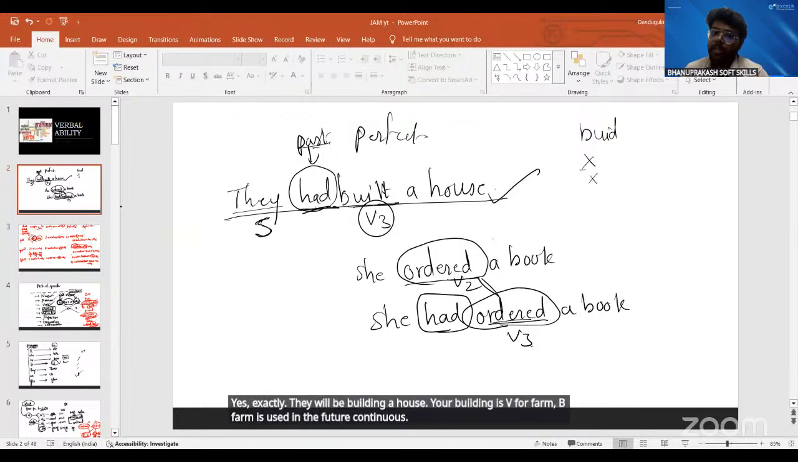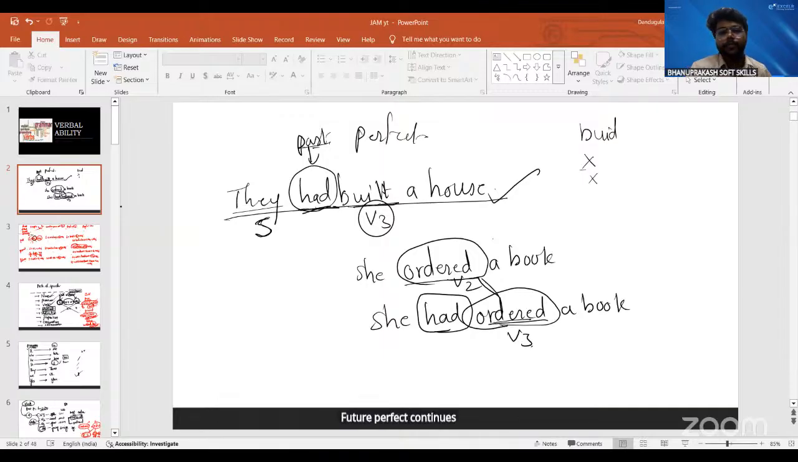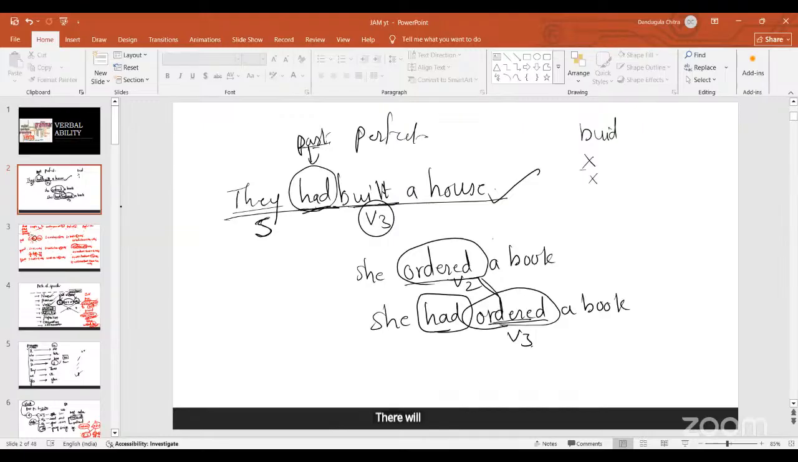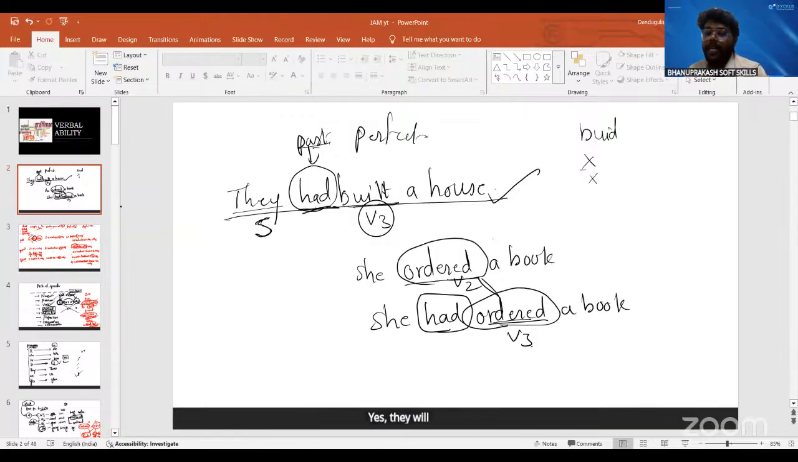Now, with the same example, they had built a house. What will be the sentence formation for future perfect continuous? They will have been building a house. Yes, they will have been building a house is the right answer.